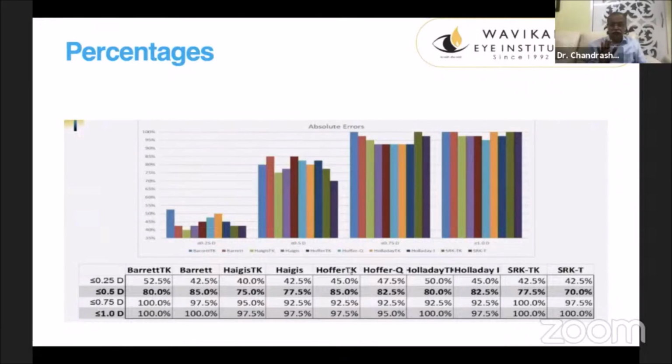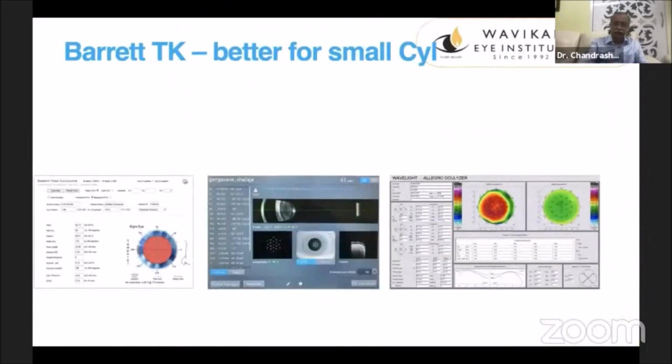But that is not the true story. There are instances where Barrett Universal II and Barrett Toric hold the fort, and the jury is still out. We are not sure which one to use, so we have to be cautious before fully shifting to Barrett TK. This is one example in our clinic where the Barrett nomogram showed a net astigmatism of 0.8, Pentacam showed a net astigmatism of 0.6, and Barrett TK showed a net astigmatism of 0.4. And we did not intervene from an astigmatism point of view, and the patient had no residual astigmatism.